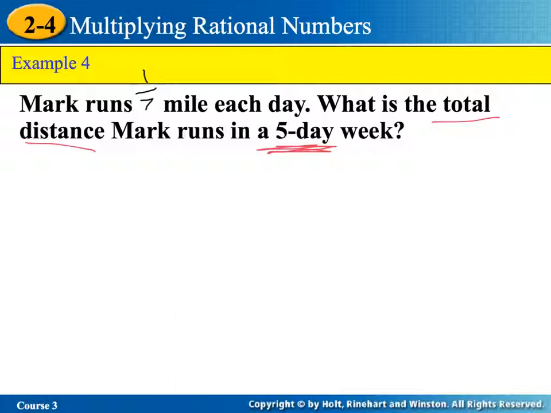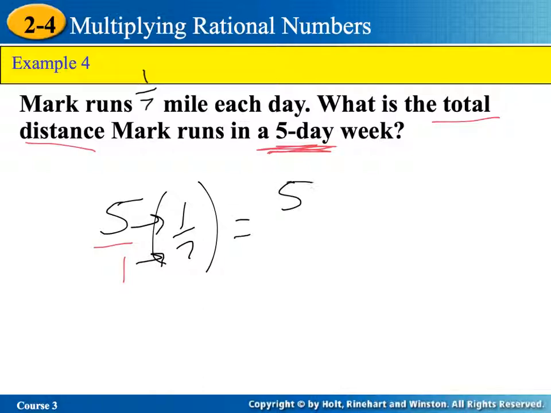Well, we could write this out and take 5 times 1/7. What is our denominator on 5? 1. Multiply straight across, and our answer would be 5/7 mile. 5/7 of a mile. Don't forget our label.